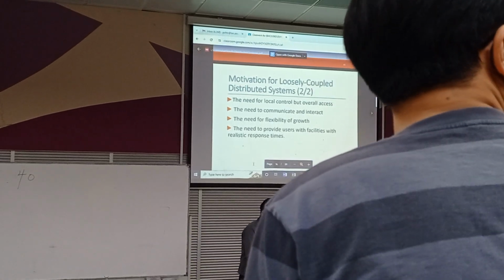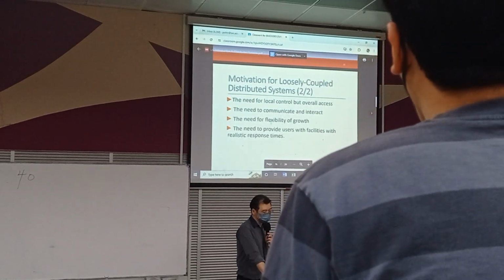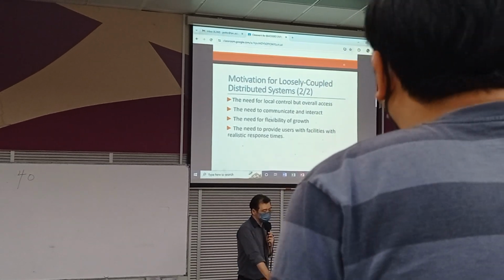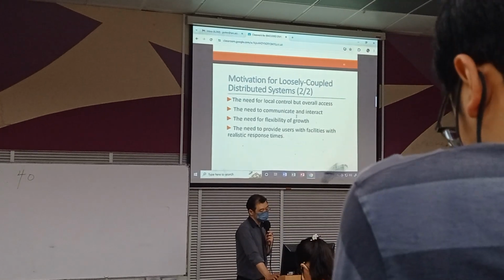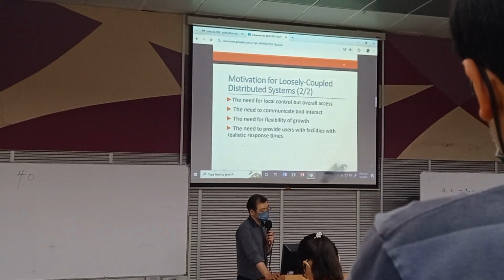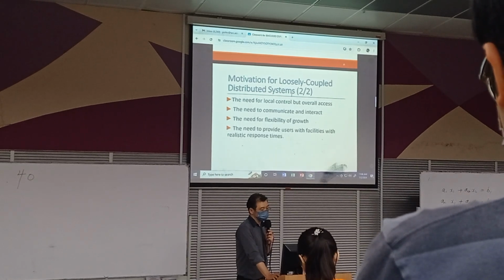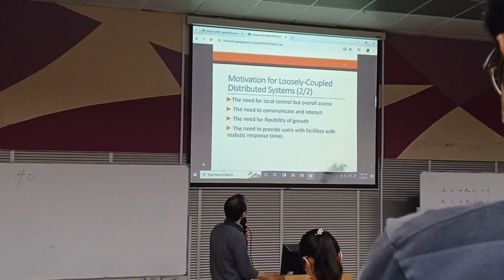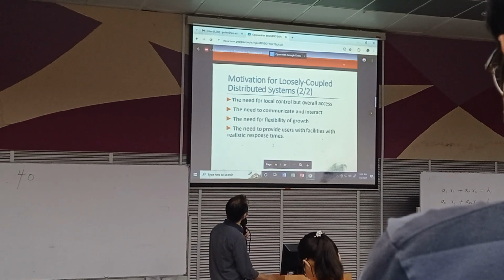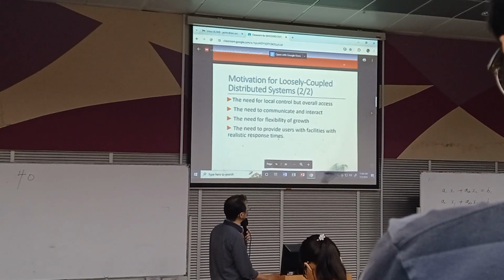Okay, so another motivation is to allow you to communicate and interact with multiple users much more easily. Let's say, for example, Colab that I was talking about is a loosely coupled system. You can communicate, you can share the resources easily. Okay, and if you want to scale, you can scale easily as well. So there's flexibility of growth.